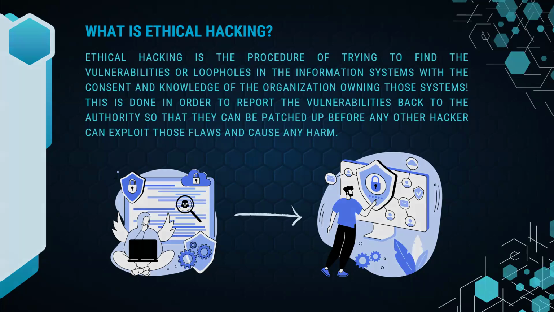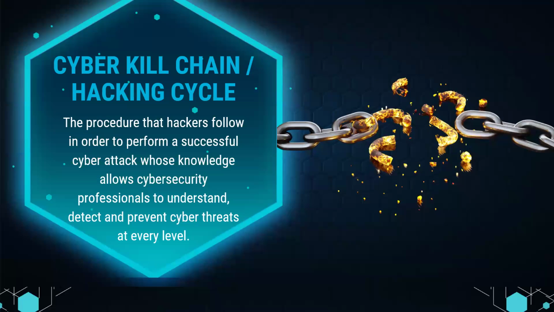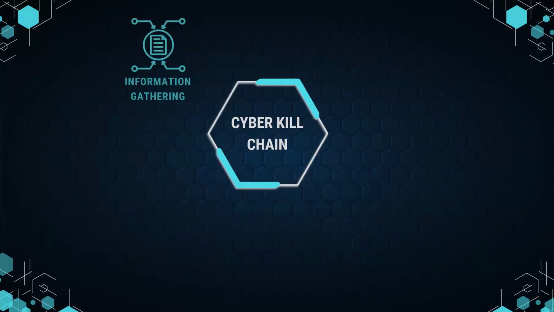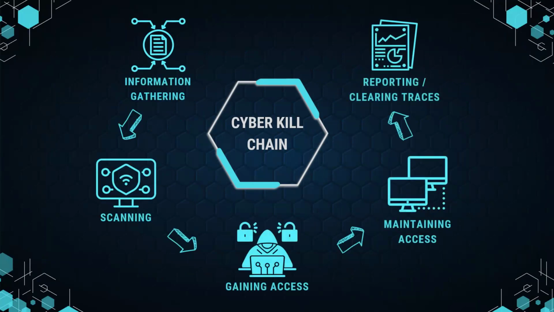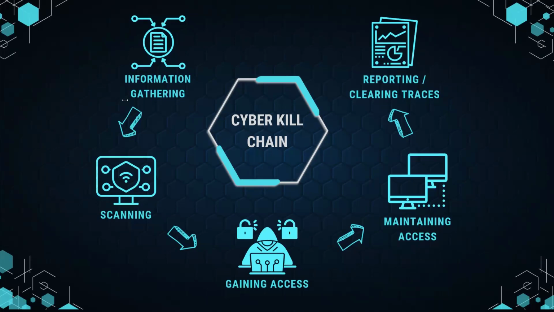And as mentioned, the 5 important steps involved in this procedure, which is called the cyber kill chain, are information gathering, scanning, gaining access, maintaining access, and reporting or clearing traces. So the entire course will be revolving around these 5 simple steps. As a penetration tester, no matter what organization you work for, these are the same exact 5 steps you would be going through.